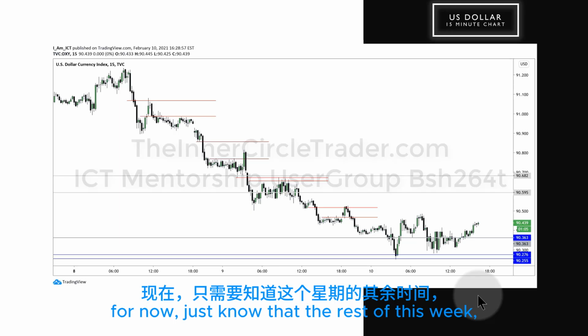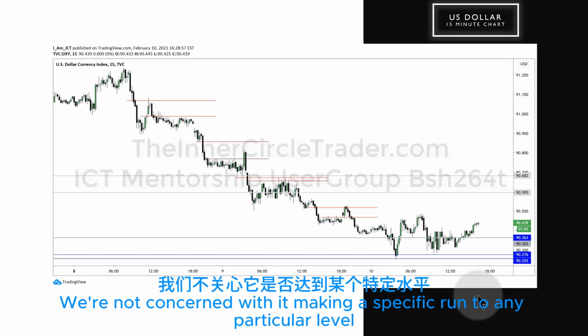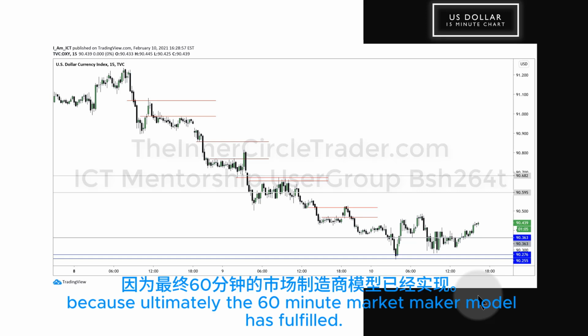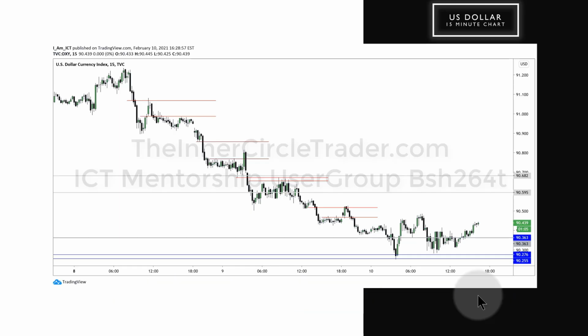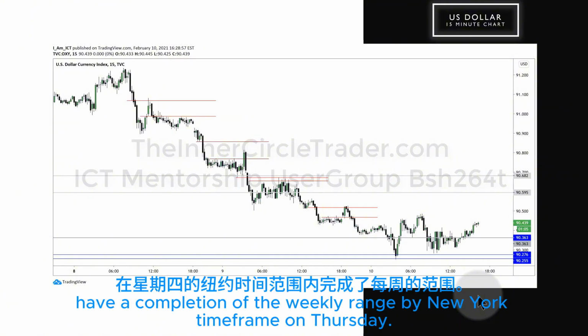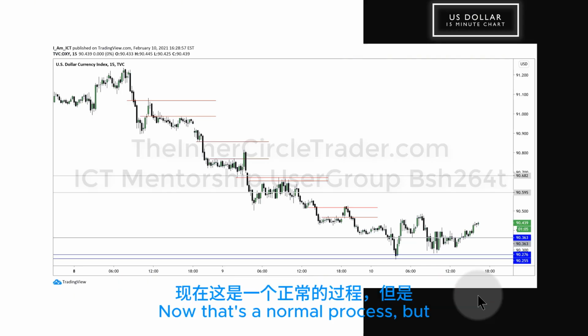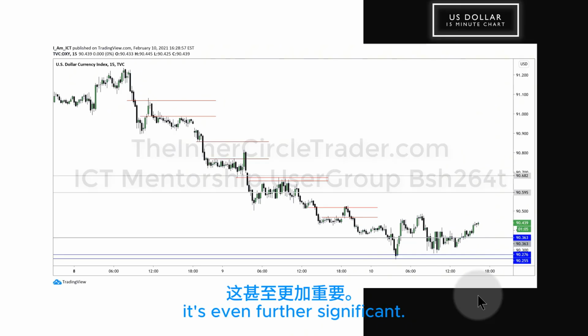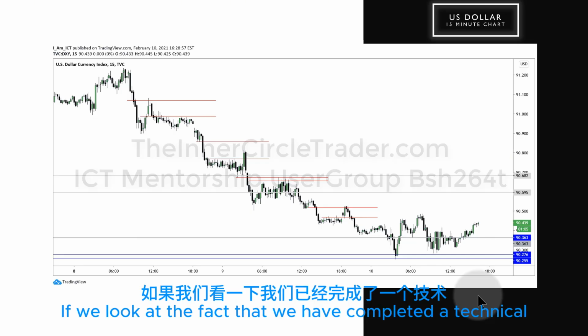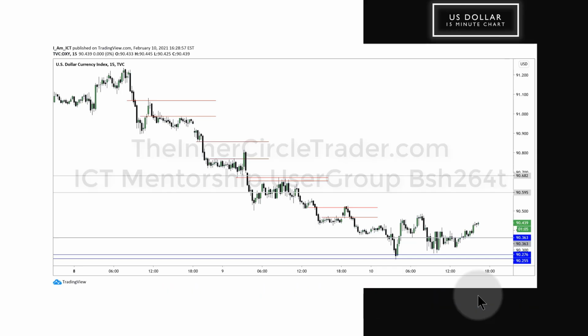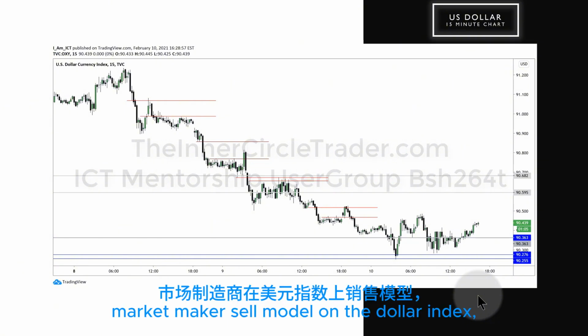But for now, just know that the rest of this week, we're not concerned with a direction. We're not concerned with it making a specific run to any particular level, because ultimately the 60-minute market maker model has fulfilled. And we were trading tomorrow at Thursday, when generally, not always, but generally, we have a completion of the weekly range by New York time frame on Thursday. Now, that's a normal process, but it's even further significant if we look at the fact that we have completed a technical delivery with that 60-minute market maker sell model on the dollar index.